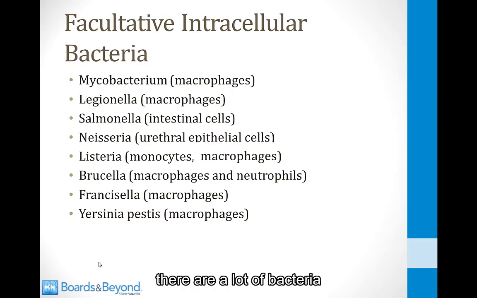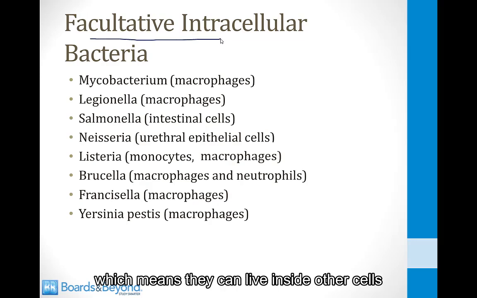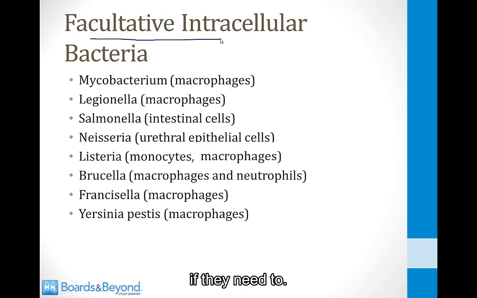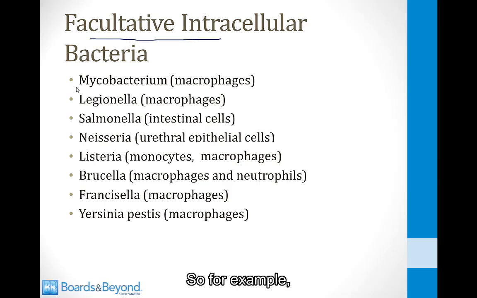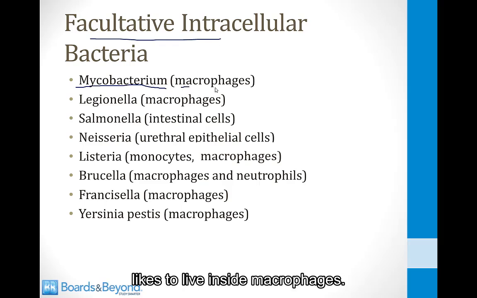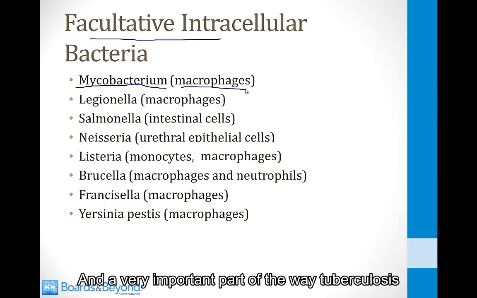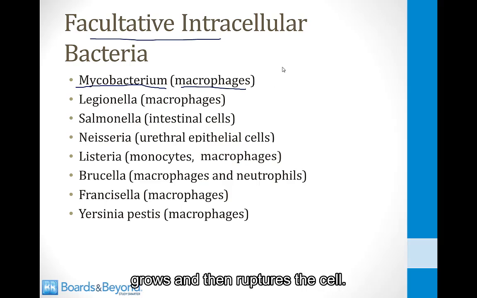Finally, I'll mention that there are a lot of bacteria which are called facultative intracellular, which means they can live inside other cells if they need to. And this is often very important to the pathophysiology of the bug. So, for example, Mycobacteria like Mycobacterium tuberculosis likes to live inside macrophages. And a very important part of the way tuberculosis causes disease is that it infects macrophages, grows, and then ruptures the cell. And there are many other bacteria which commonly live inside of other cells.